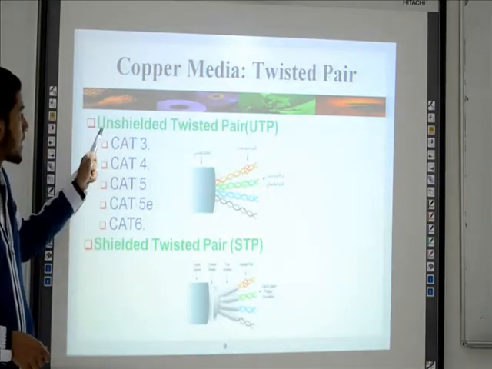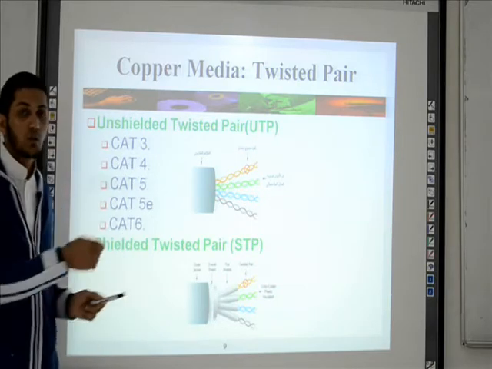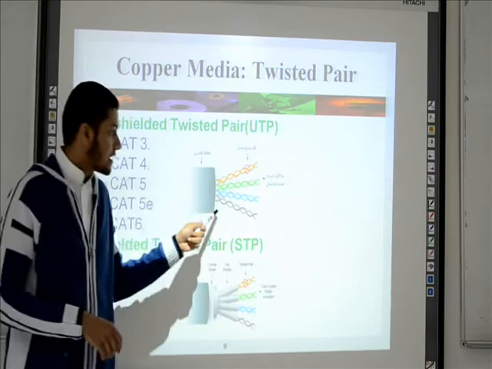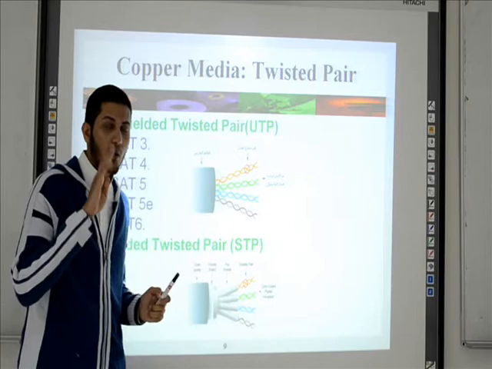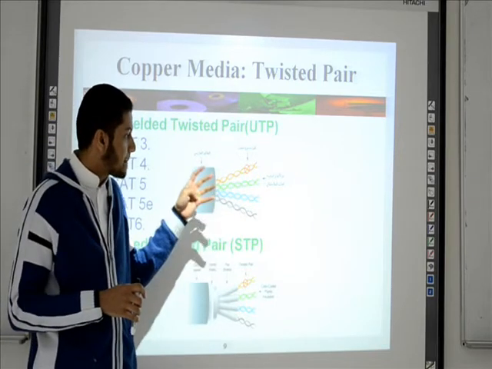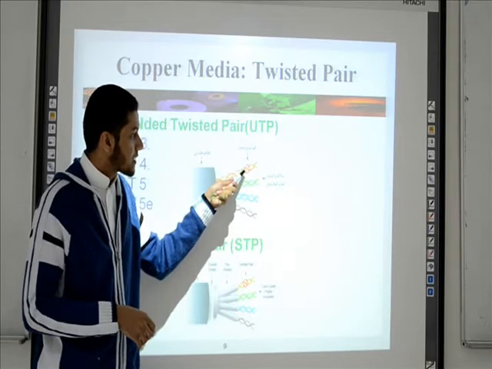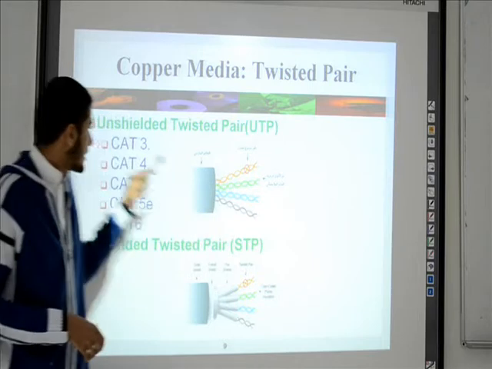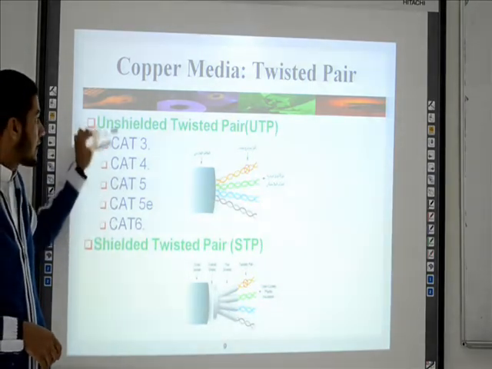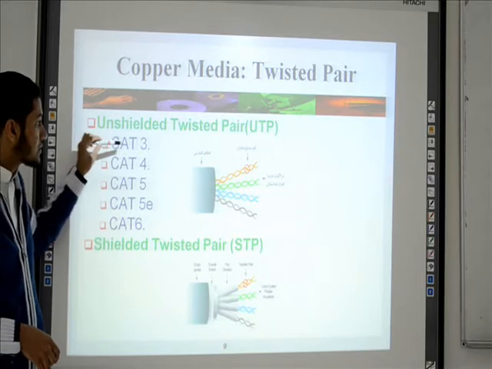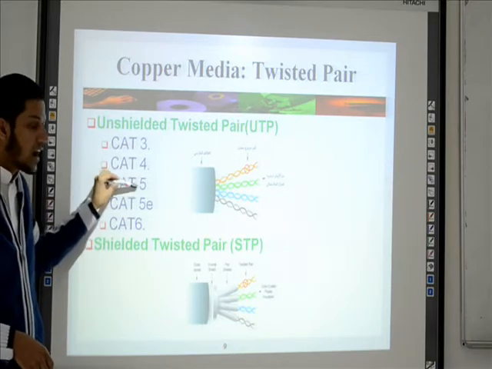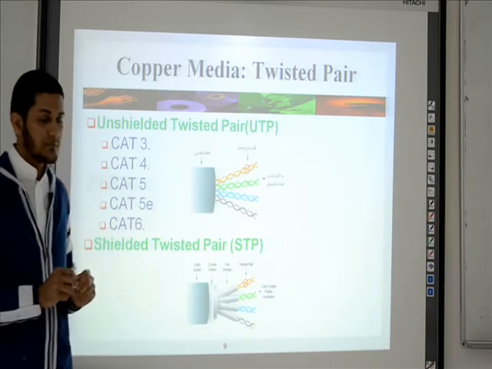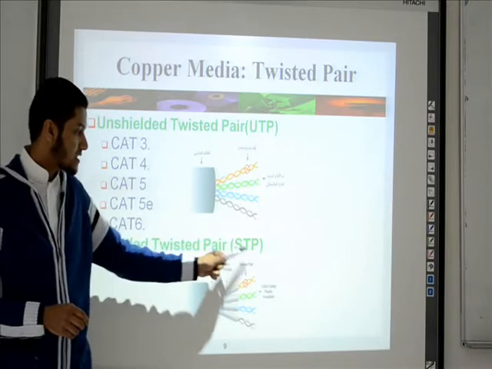Now we have unshielded twisted pair, and this is what we use now in the PC and the Ethernet board. Inside the cable we have 8 wires, 4 pairs. As we see here, 2 pairs, 2 pairs, 2 pairs, 2 pairs. Now we have different kinds of unshielded twisted pair: Cat 3, Cat 4, Cat 5, Cat 5e, Cat 6, and now we will get Cat 7.